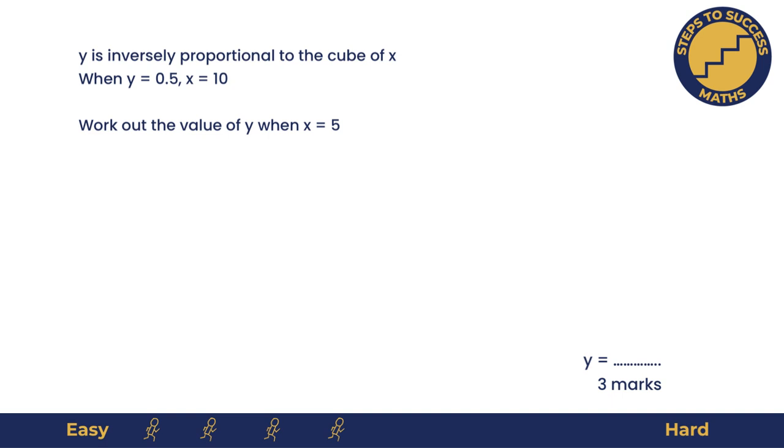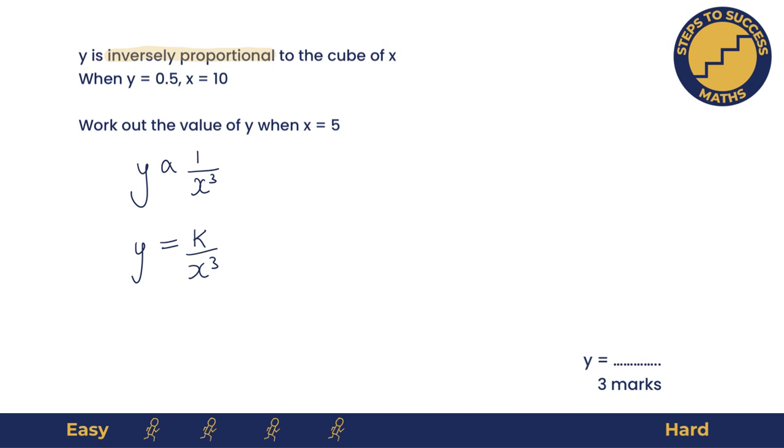Y is inversely proportional to the cube of X. When Y equals 0.5, X equals 10. Work out the value of Y when X equals 5. Y is inversely proportional, so Y, fish sign, 1 over, and this time it's the cube of X, so X cubed. Replace the proportion symbol with equals K. Y equals K over X cubed.